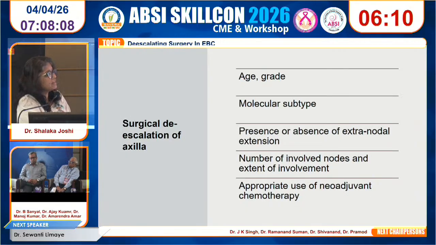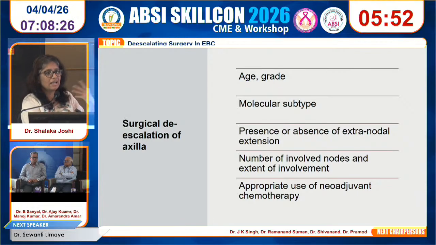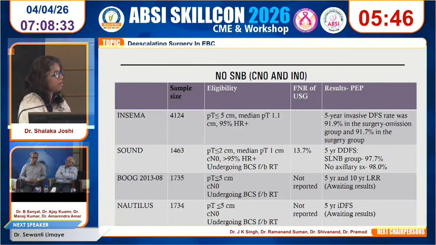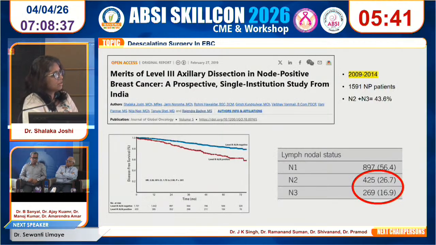So how do we decide surgical de-escalation of axilla in node-positive macrometastatic disease? We look at the age, grade, molecular subtype, extranodal extension, again, that doesn't get discussed often. Number of involved nodes, is it 1, 2, 3, more than that? Appropriate use of neoadjuvant chemotherapy by downstaging these and then maybe avoiding an axillary dissection. No surgery for the axilla at all. These studies and a few more after that, like SOUND and INSEMA, recent most publication. The curves don't separate, but we looked at our nodal burden.